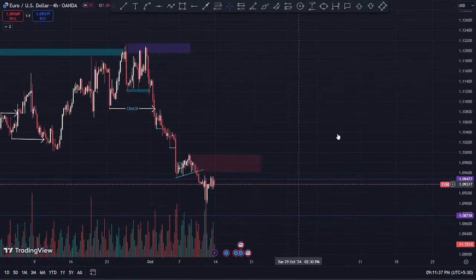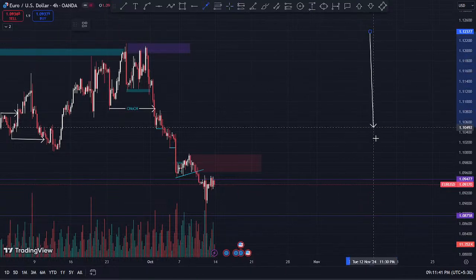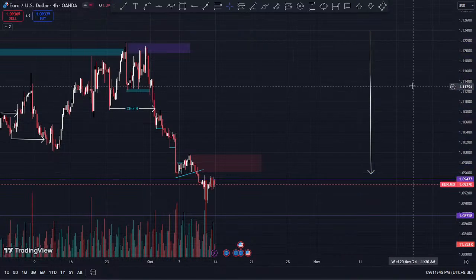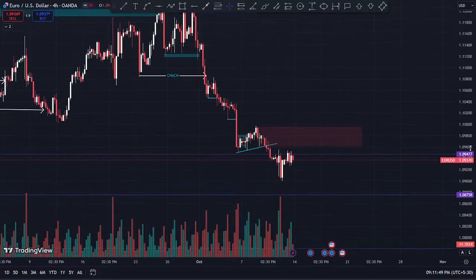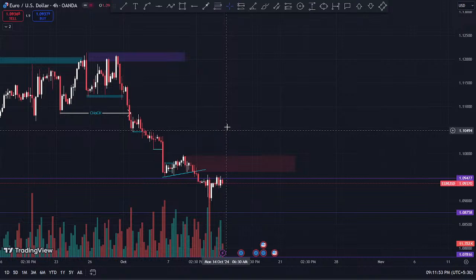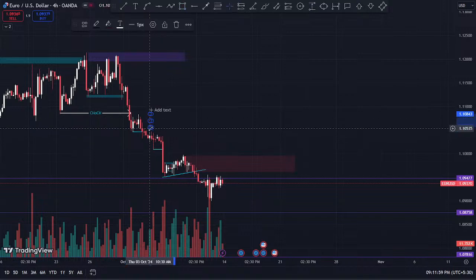Okay. So one thing we need to understand is the market is bearish right now. Euro dollar, it is bearish. Okay. So if it is bearish, then what are the pullback zones? So these are some of the stopping areas.